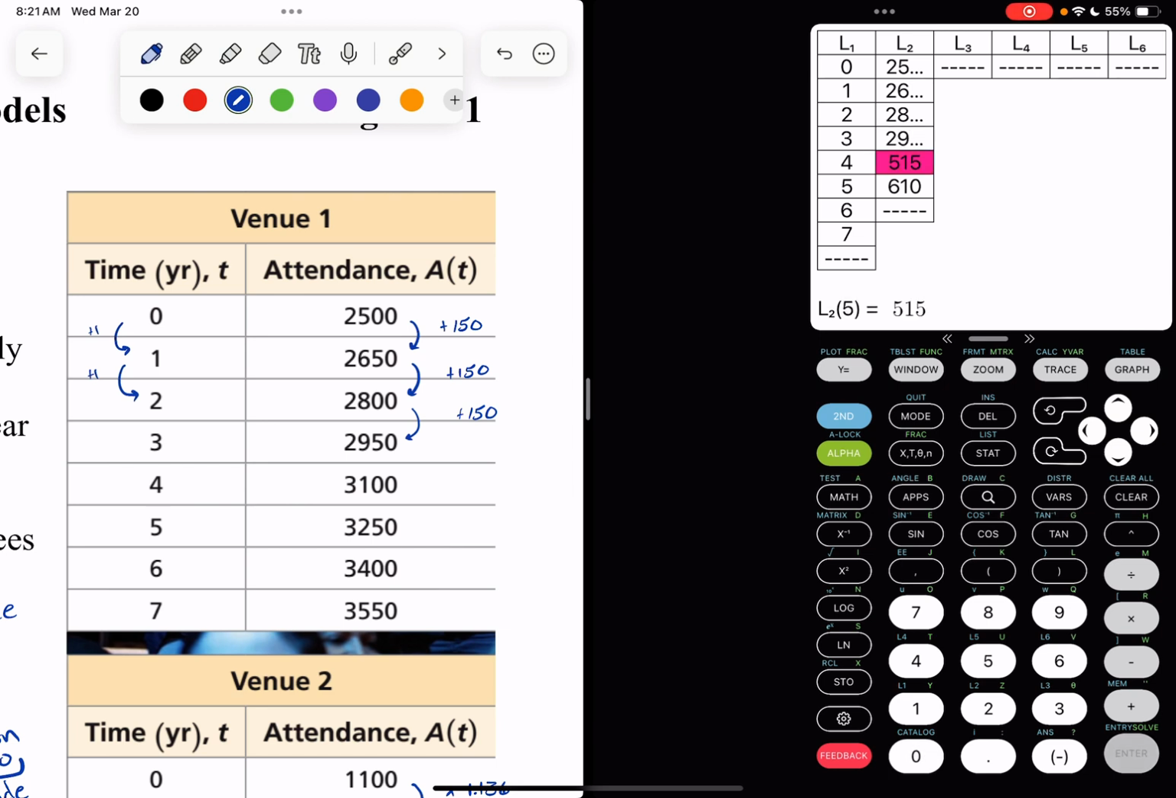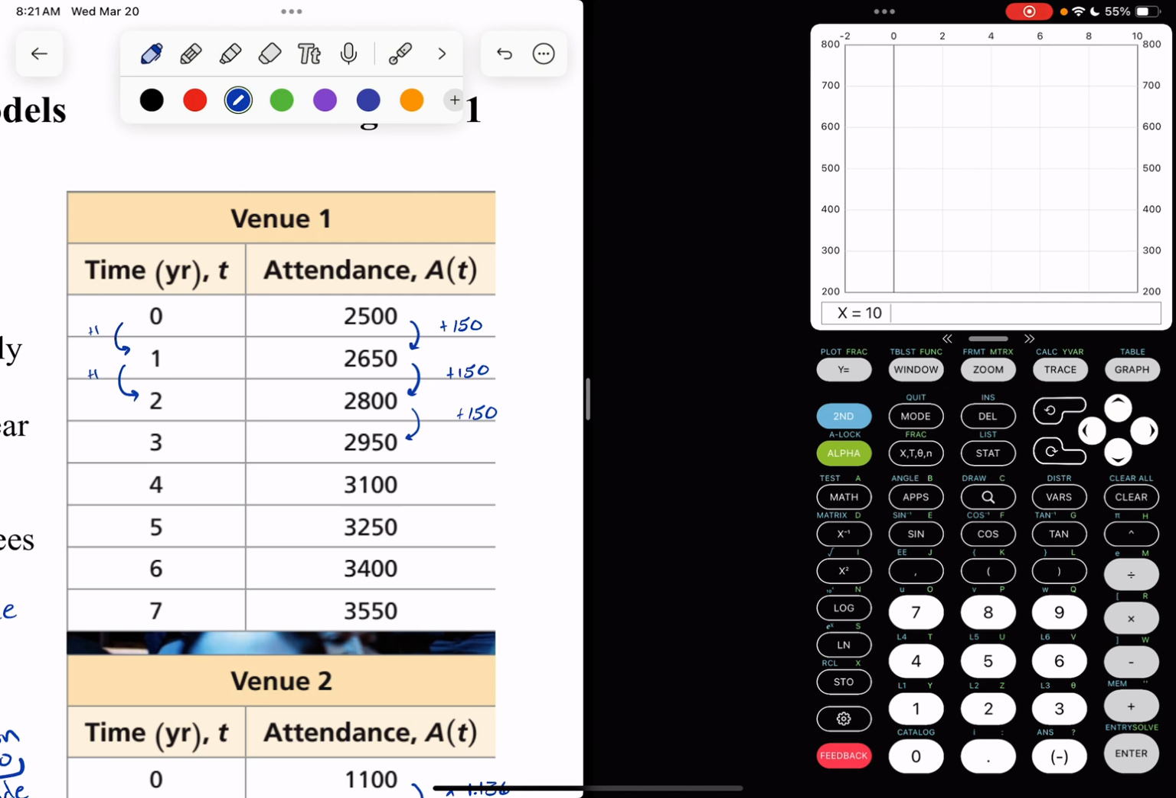2,950, 3,100, 3,250, 3,400, 3,550. Okay, now if I go to graph, first of all, I haven't told my calculator to graph it.